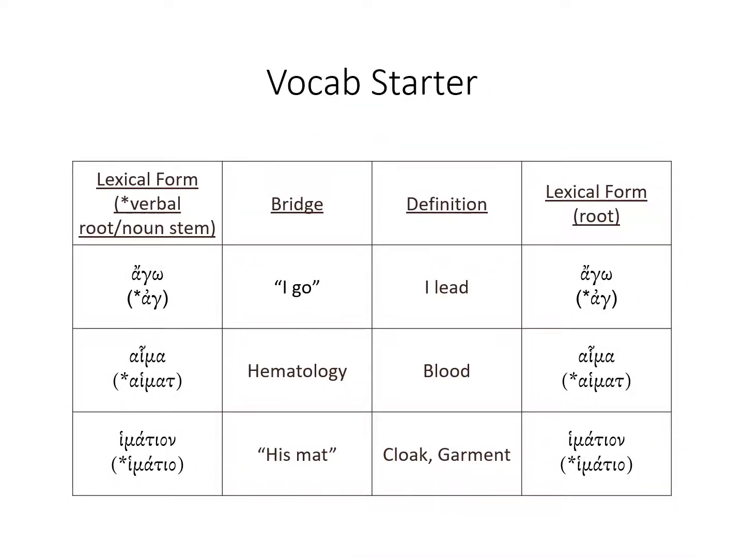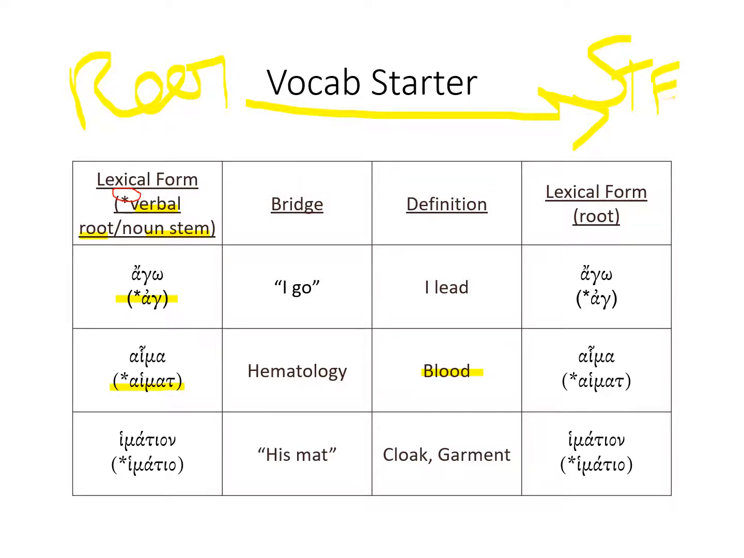Our vocab starter, keep in mind that Mounce has signified verbal roots and noun stems by this asterisk. So here, ago, I go, is a verb, so this is a verbal root. Haima is blood, that's a noun. Haimat is a noun stem. Keep that in mind because as we talk about the verb root and stem distinction, that can get confusing. So just keep in mind that throughout the textbook, this asterisk on a verb clues us to the root. On a noun, it clues us to the noun stem.